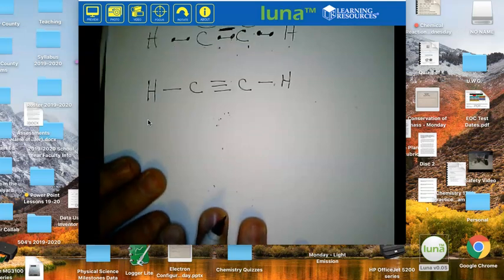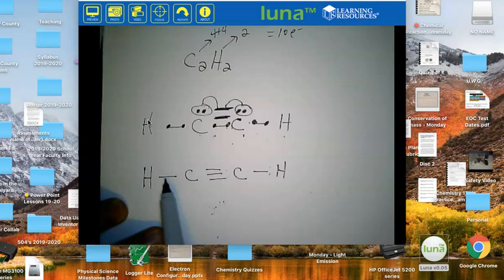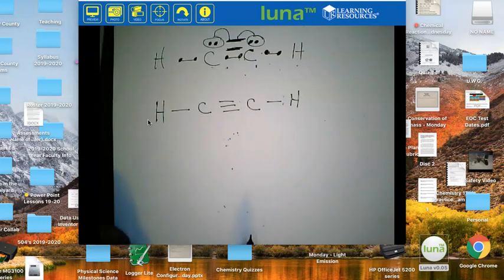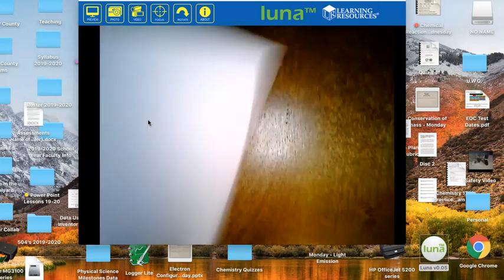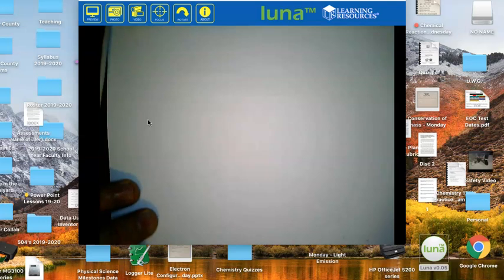So now I need to just verify that I have 10 valence electrons that I used. 2, 4, 6, 8, 10. So we're good with that. So this structure is what it should look like here with a carbon-carbon triple bond in the center. Switch this paper around. Okay.